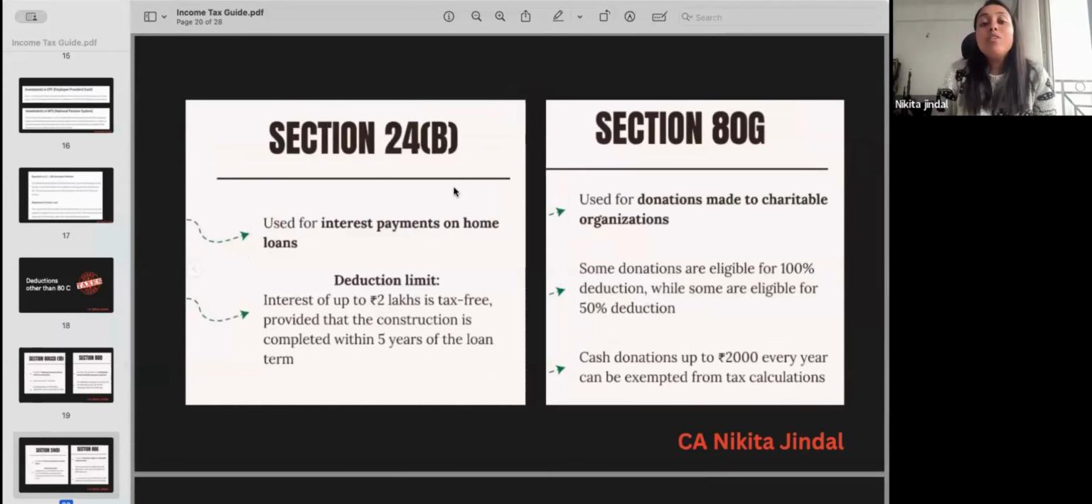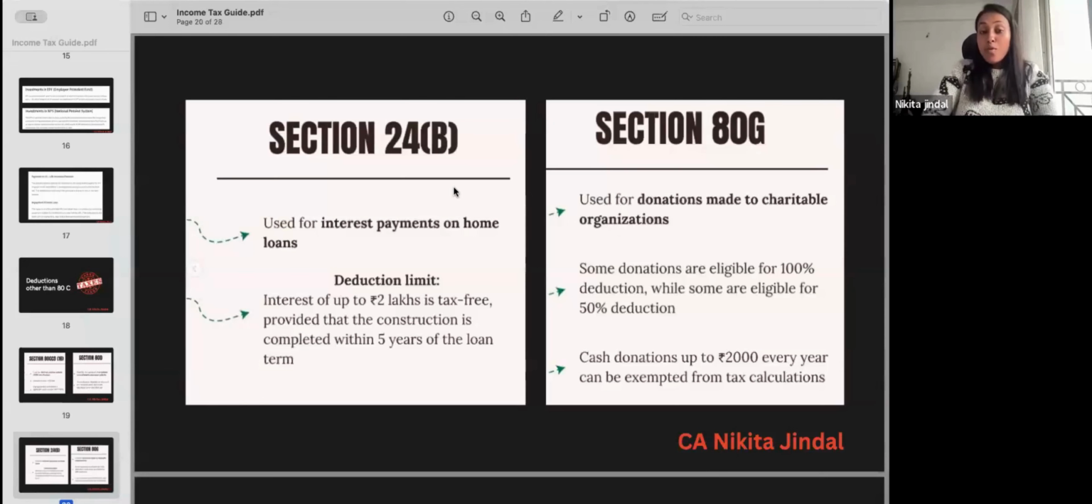And the rest we will cover about section 24B, that is whatever interest you are paying under a home loan. So basically the principal repayment is covered under section 80C and the interest payment is covered under section 24B. The maximum deduction you can claim is 2 lakhs.